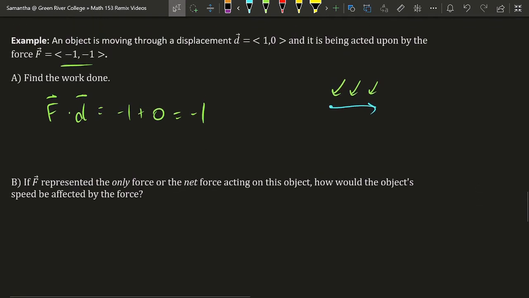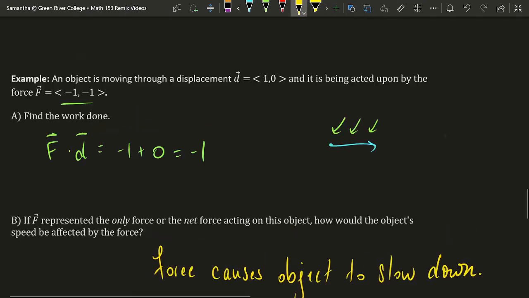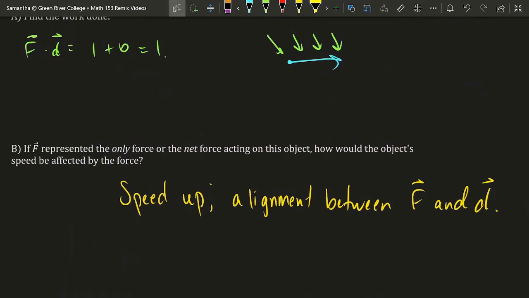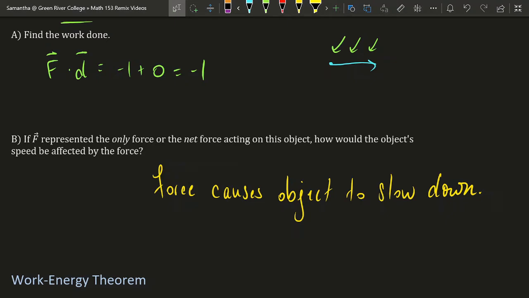And if I look at how the force is acting on the object as it moves, this time the force and the movement are more or less opposed, and as a result, I would venture to say that this force would cause the object to slow down. So in the case of a positive work, we have a speeding up. In the case of a negative work, we have a slowing down.